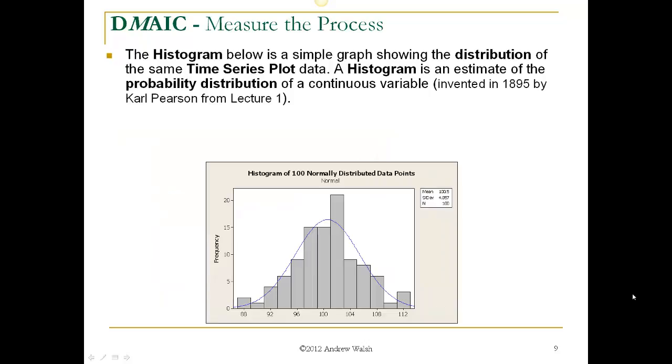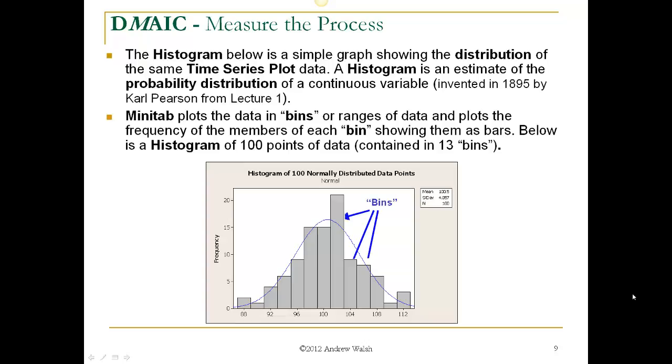The histogram below is a simple graph showing the distribution of the same time series plot data. A histogram is an estimate of the probability distribution of a continuous variable, and as you recall, this was invented in 1895 by Carl Pearson, which we discussed in Lecture 1. Now, Minitab plots the data that was presented in bins, or ranges of data, and plots the frequency of the members of each bin, showing them as bars. Below is a histogram of 100 points of data, which are contained in only 13 bins. So the frequency of any one area is based on how many data points are in that bin.